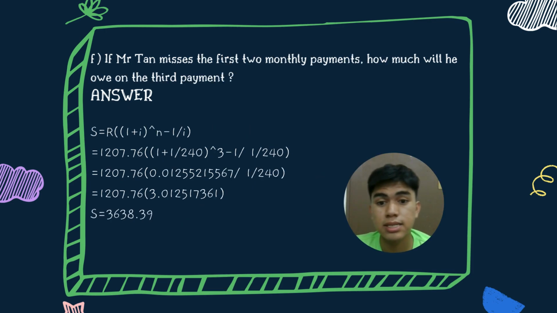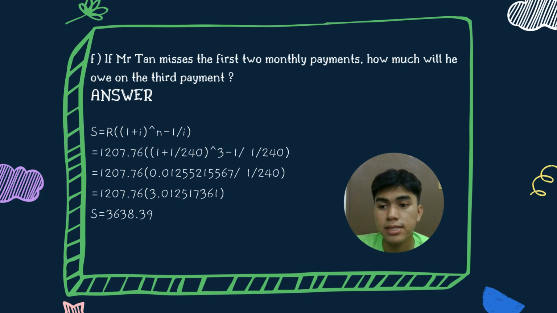The last question is question F. If Mr. Tan misses the first two monthly payments, how much will he owe on the third payment? For the last question, we will use the formula of S equal to R open bracket, then open smaller bracket 1 plus I close smaller bracket power of n minus 1 divided by I close bracket.